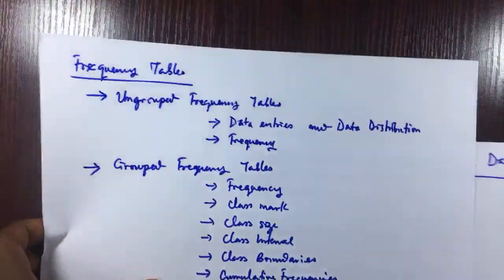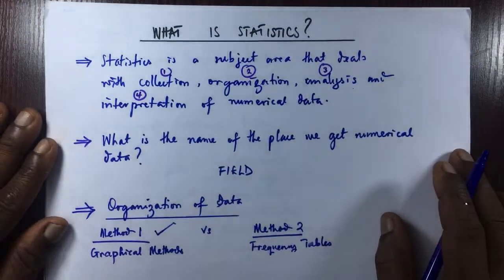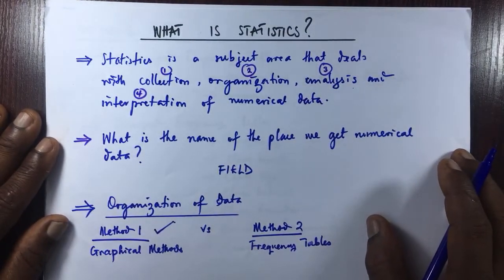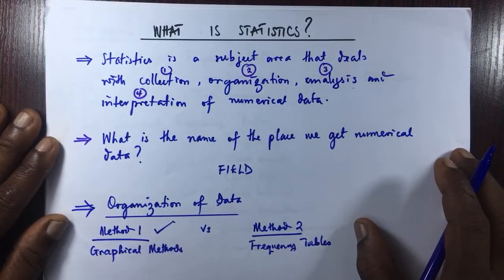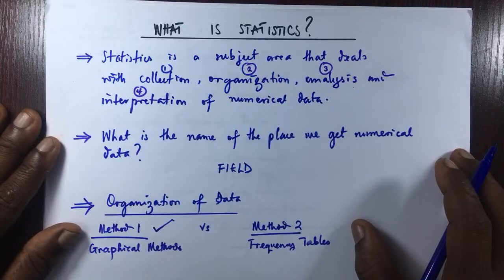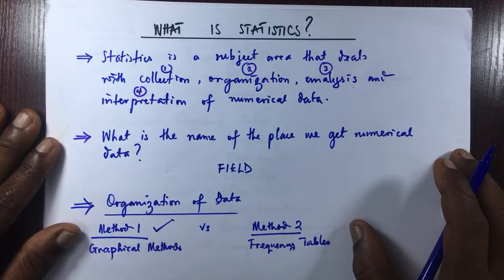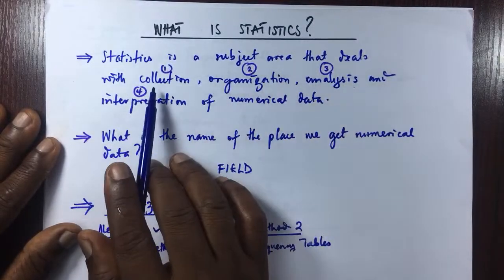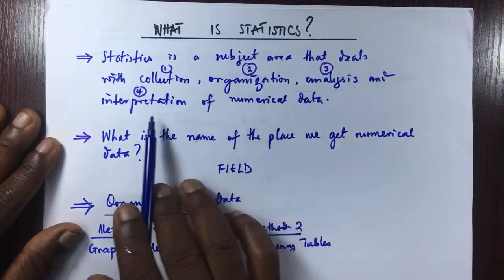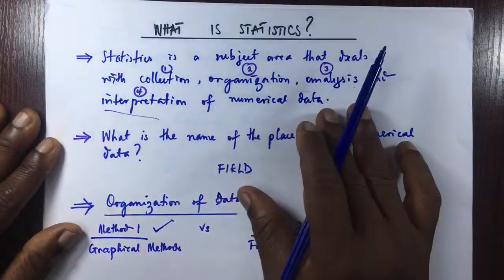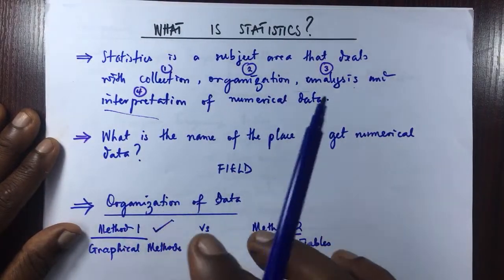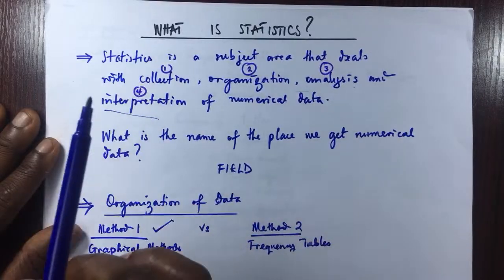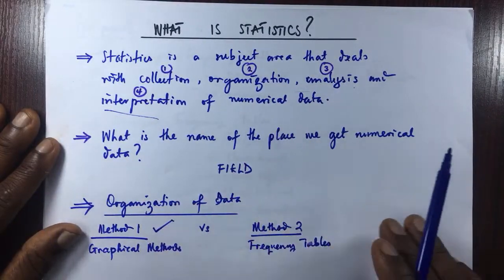Now let me give a quick recap on what we have done in this video. Please take notes. This is my first class on Introduction to Statistics, where we have looked at what statistics is. We have defined statistics to be a subject area that deals with 4 major items: collection, organization, analysis, and interpretation of numerical data, in that order. So you collect numerical data, organize it, analyze it, and interpret what you have analyzed based on the numerical data you've collected.